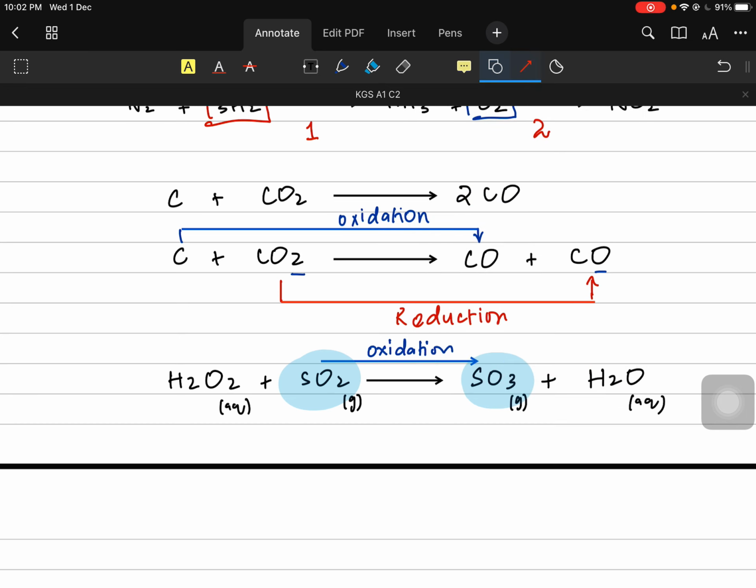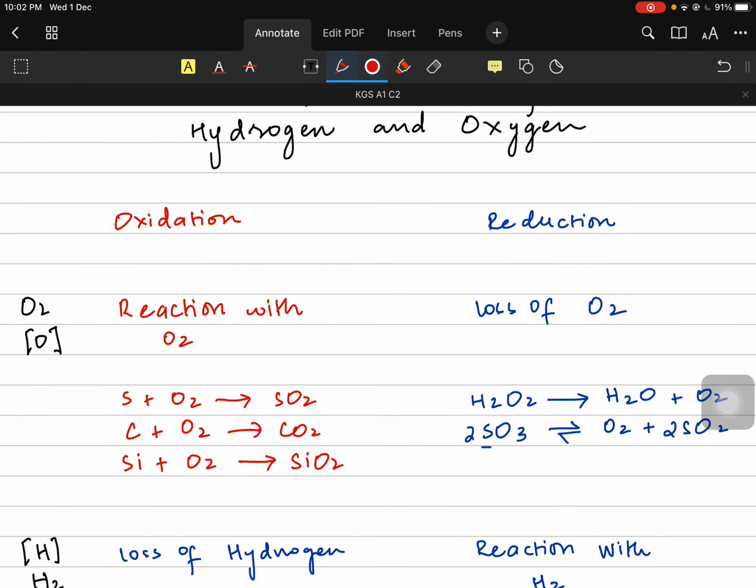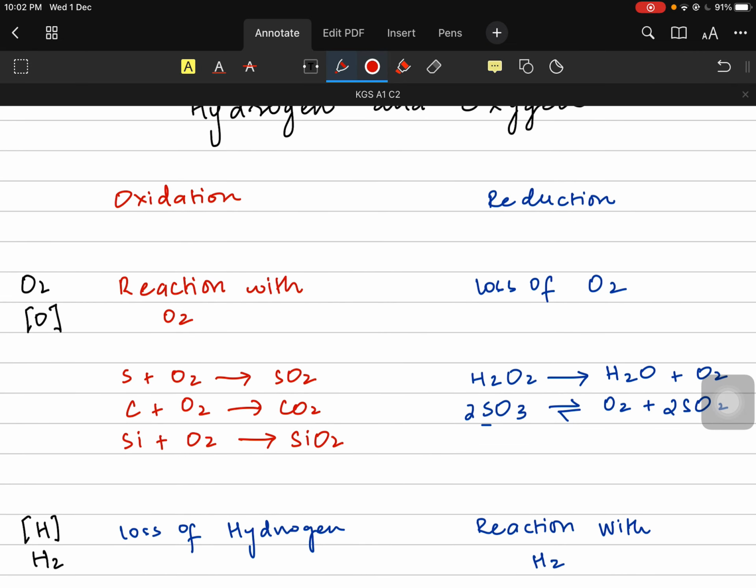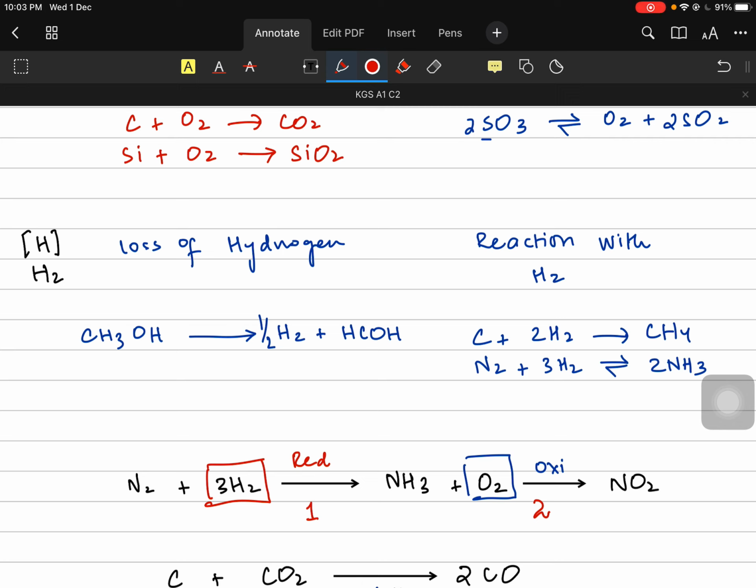Let's look at the H2O2. You can see it had 2 oxygens in the beginning, but by the end it has only 1. So it's a loss of oxygen, and that has to be reduction process. So during this process, the reduction is going on for the H2O2 and oxidation is going on for the SO2. So you can very safely say that when some element reacts with oxygen, any element or a compound, that's oxidation. The reverse is going to be reduction. Whenever something reacts with hydrogen, that's reduction, and the reverse is oxidation.